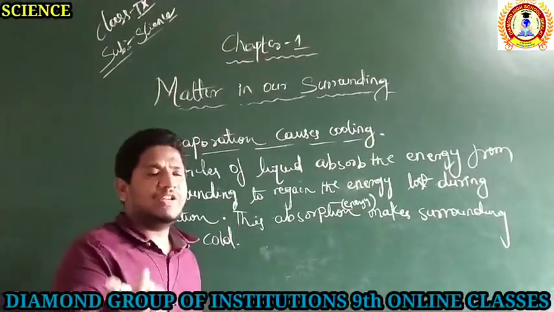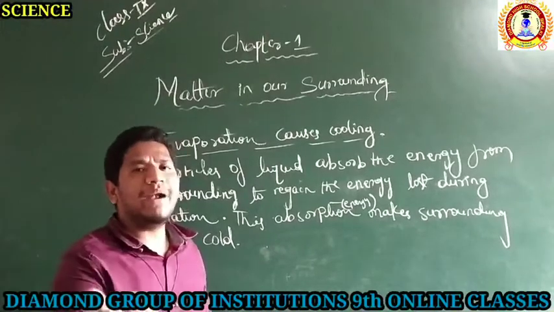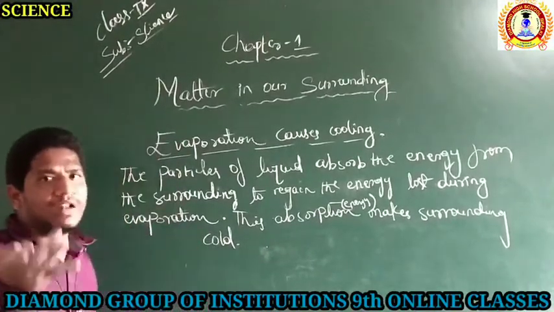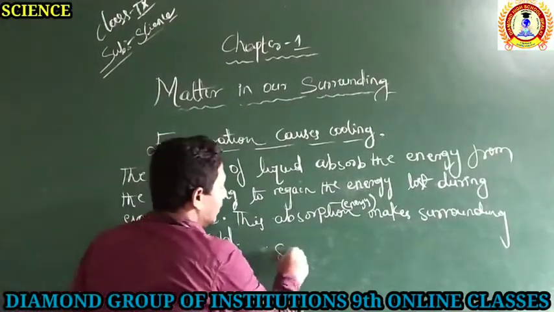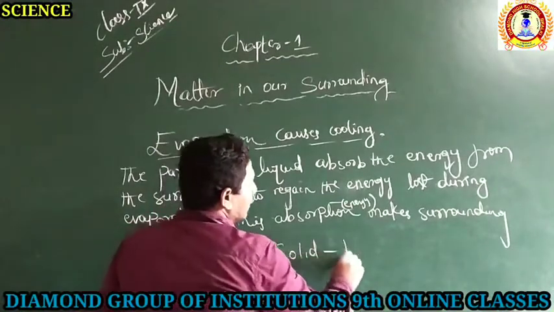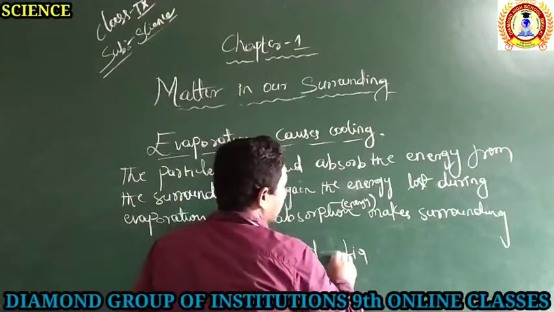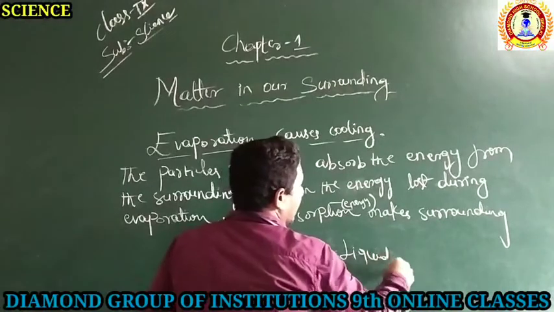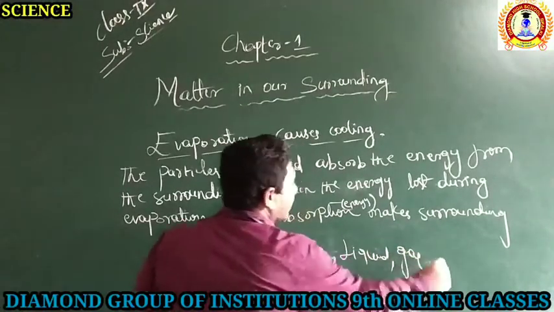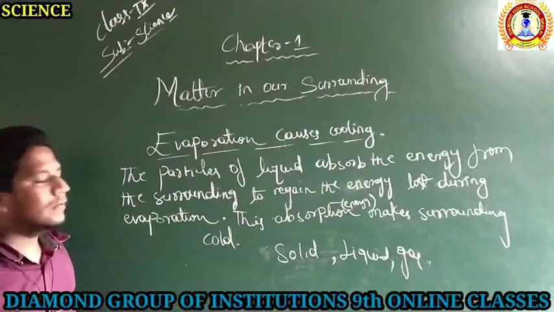Then my one more question is: how many states of matter are there? Right? Simple. There are 3 states of matter, which are solid, liquid, and gas. These are the 3 states of matter.